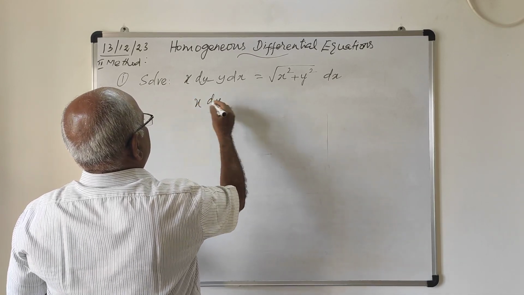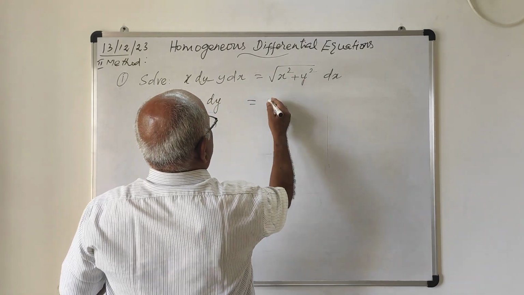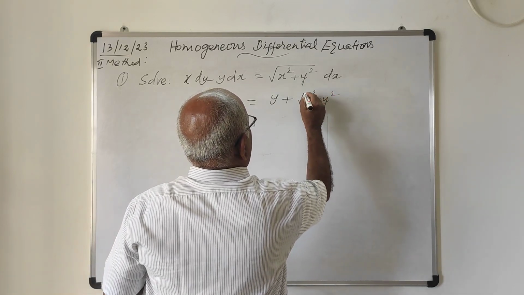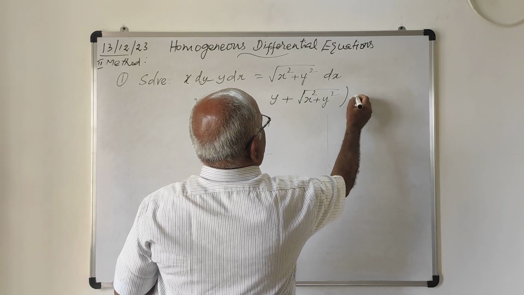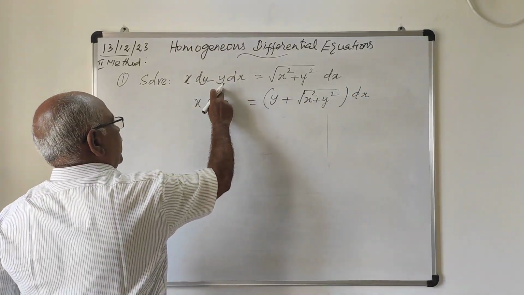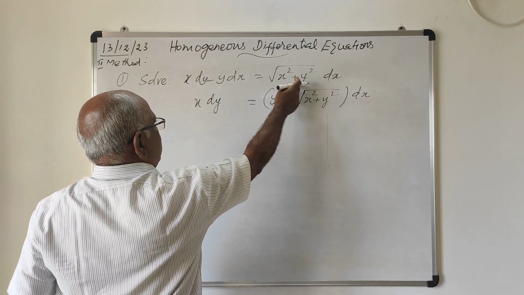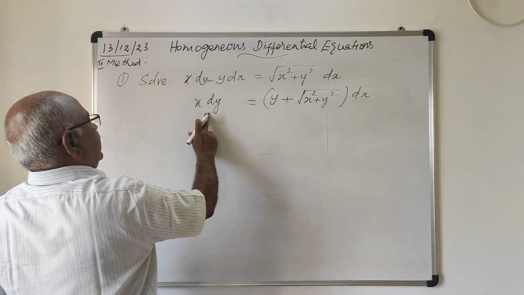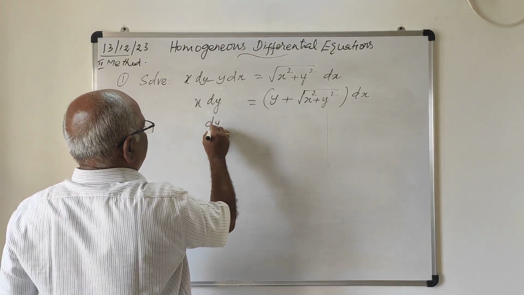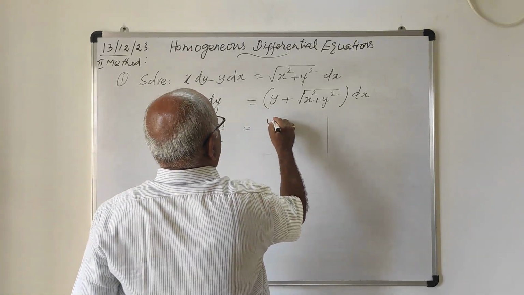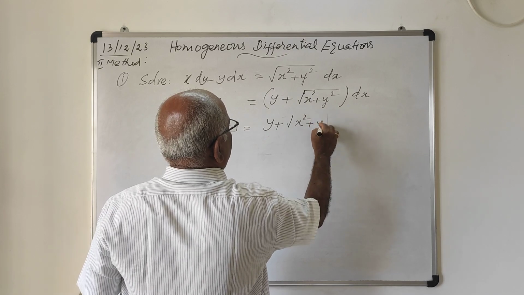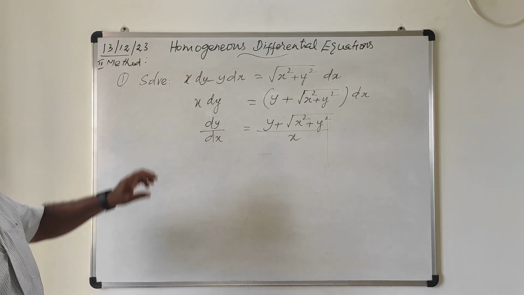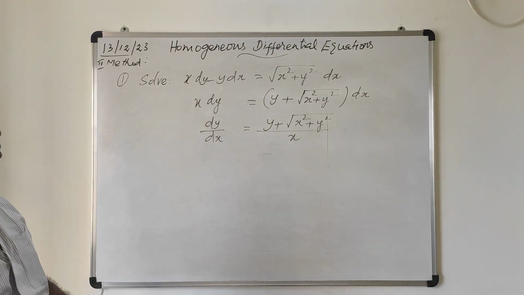To solve, x dy you keep as it is, and you bring this y dx to the right hand side. Y dx plus root of x square plus y square dx, you can take dx as a common term. You can take dx common: y plus root of x square plus y square into dx. Now dy by dx equal to y plus root of x square plus y square by x. The x on the left hand side comes to the denominator on the right hand side.